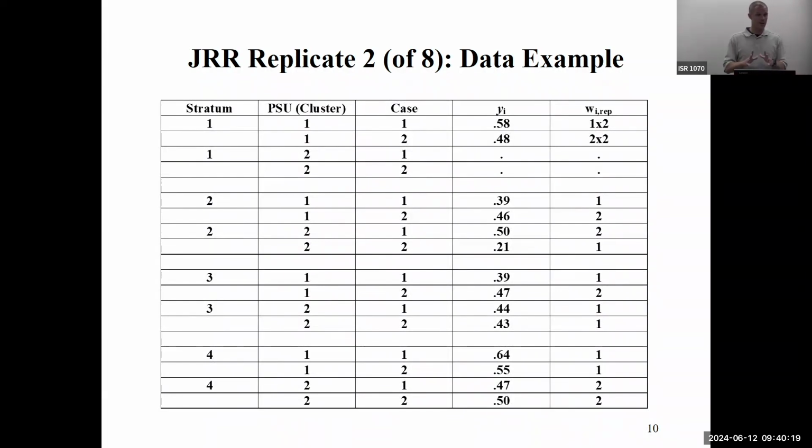With the jackknife, we're taking out a PSU, not a stratum. Visually think about filling that stratum code in all the way. The way we wrote this table is to show that in this first stratum, here's the first cluster, and in that first stratum, here's the second cluster.